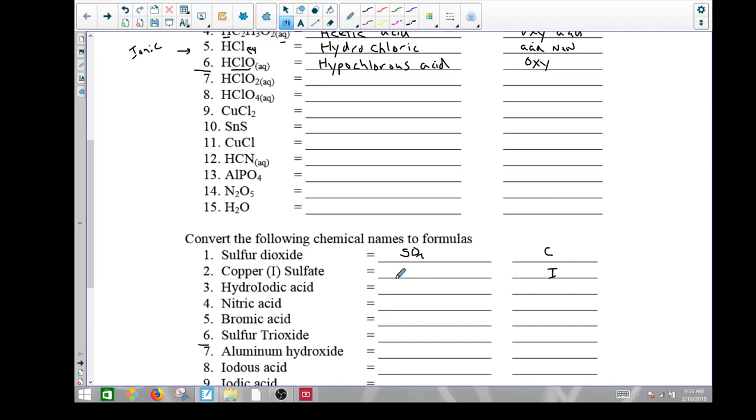Now this is a little bit more challenging. Copper will have a +1 charge indicated right here. That's the charge, not the quantity. This is sulfate, SO4, -2, and charge balance. So the 2 is going to go right here. No parentheses needed. Hydroiodic acid, HI, non-oxy acid.